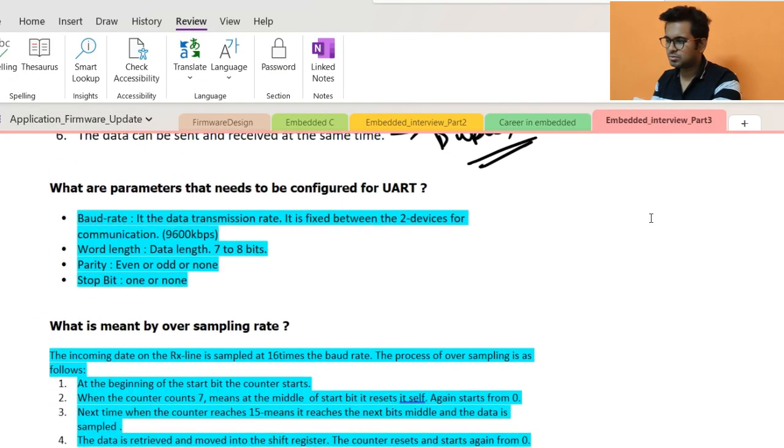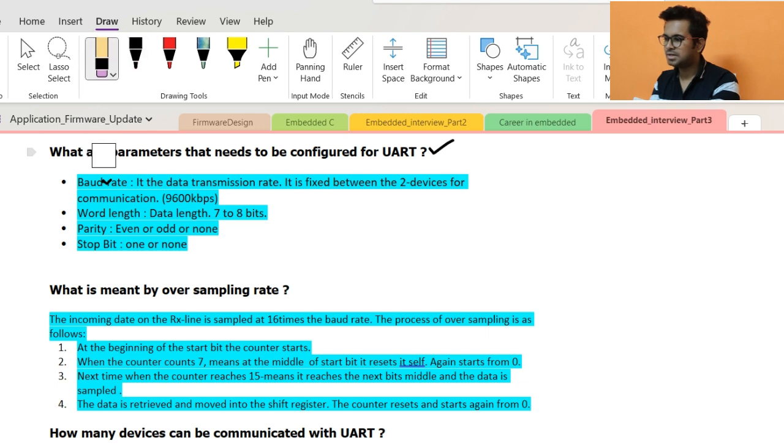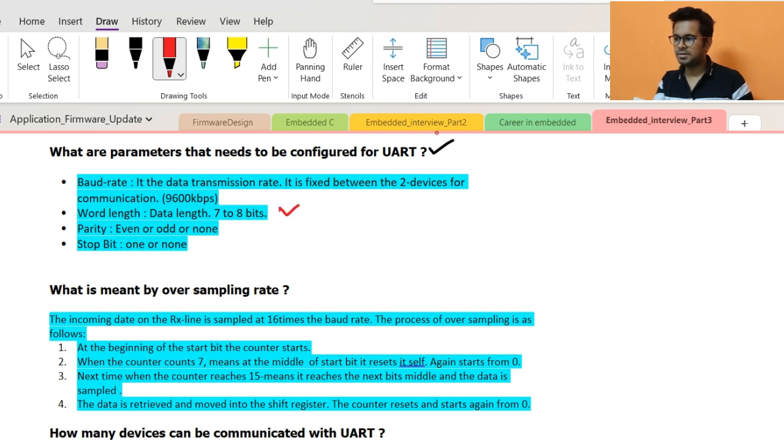Now, there are some questions that are generally asked about UART in interviews. First thing: what are the parameters that we need to configure for a UART communication? A very important question. First, the baud rate. The baud rate decides at what speed the communication will happen. Just remember that baud rate is very important. It is the rate that is fixed between two devices for communication. Next is the word length, that is 7 to 8 data bits. Then there is a parity bit and a stop bit.